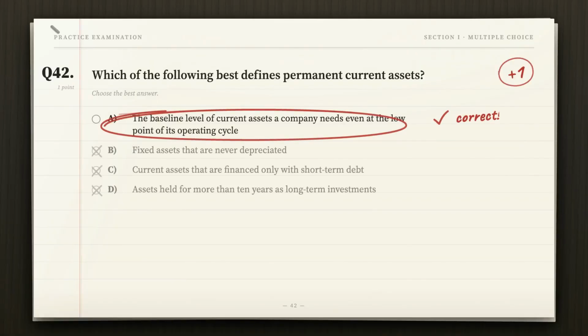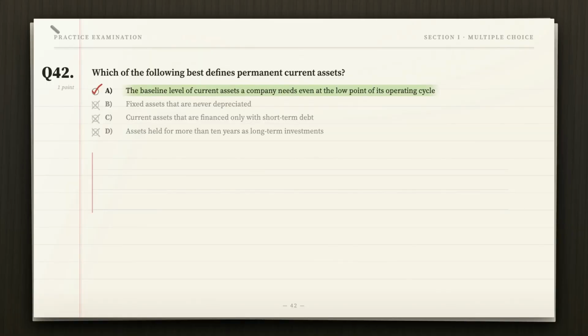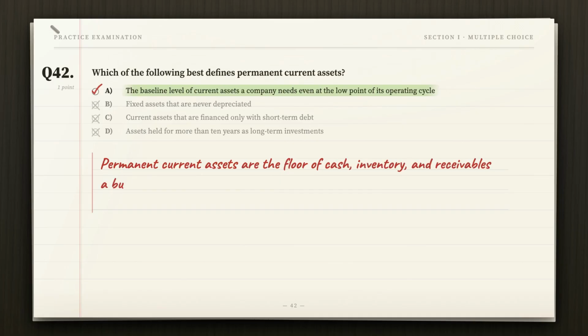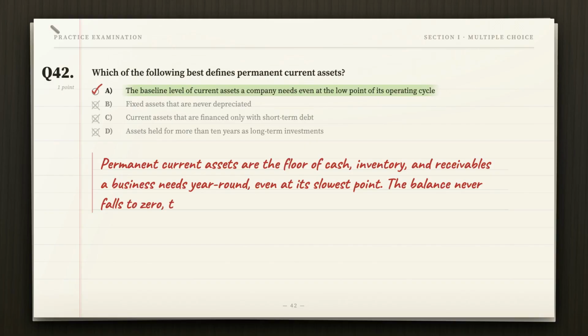The correct answer is A. The baseline level of current assets a company needs even at the low point of its operating cycle. A is correct because permanent current assets are the floor of cash, inventory, and receivables a business needs year-round, even at its slowest point. The balance never falls to zero, though it may grow slowly as the company grows.